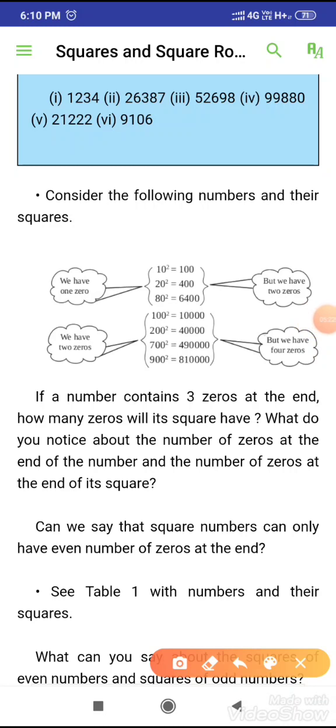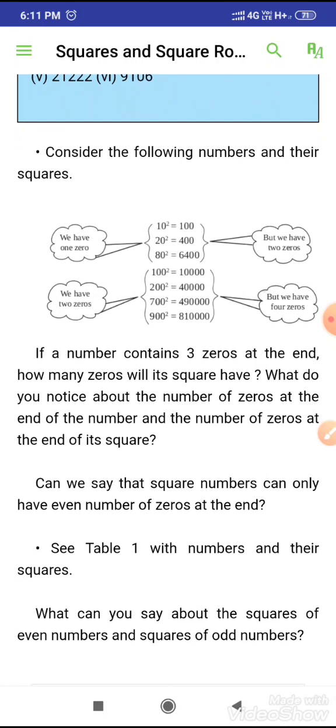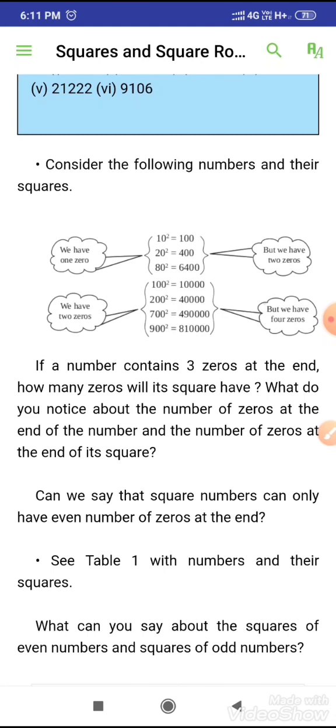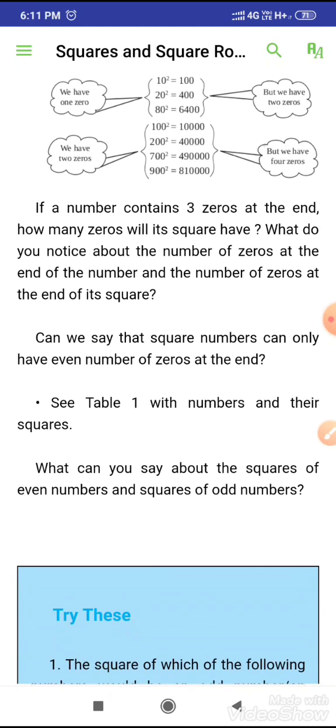Now look at this pattern carefully. If any number ends with an odd number of zeros, like the last 3 digits of the number are 0, or the last 5 digits are 0, or the last 7 digits are 0, it means if a number ends with an odd number of zeros, then this number cannot be a perfect square of any number. And if a number ends with an even number of zeros, then it can be a square number.